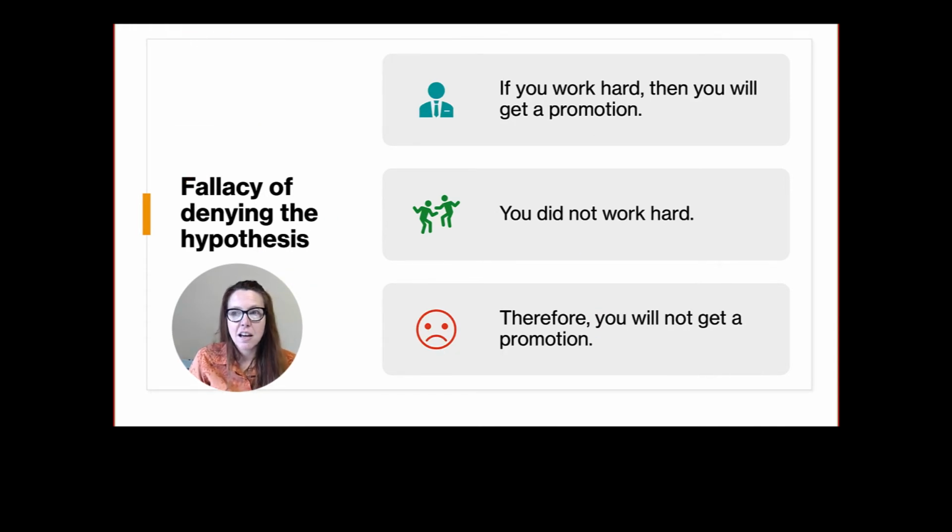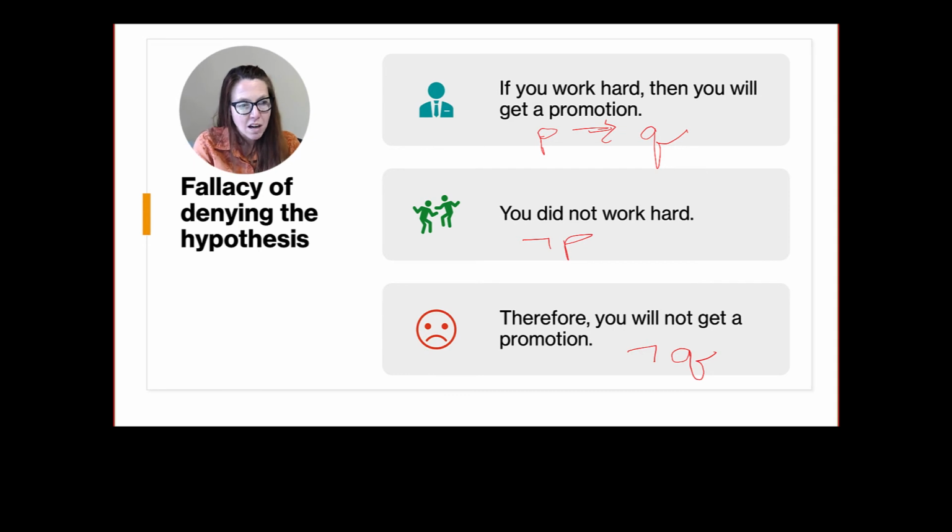Okay. The other important one is the fallacy of denying the hypothesis. Okay. So if you work hard, then you will get a promotion. Fair enough. You did not work hard. Therefore, you will not get a promotion. All right, so if you work hard, you will get a promotion. You did not work hard. So this is taking the form P implies Q. And it says you did not work hard, so not P. And then we are assuming that not Q follows.